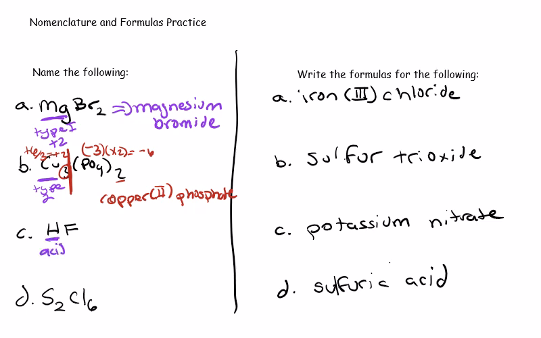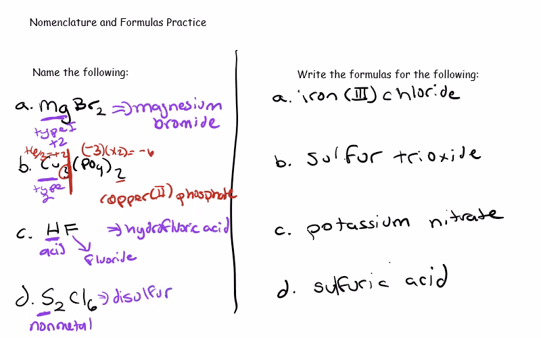H in front tells me we're naming an acid. And F is fluoride. When the anion ends in ide, you write hydro-blank-ic, in this case, hydrofluoric acid. And finally, S, there's a nonmetal. When it starts with a nonmetal on that right side of the periodic table, I know I have to name it using my prefixes. So this would be disulfur and then hexachloride. Okay. So kind of mixed up so you can see the decisions.